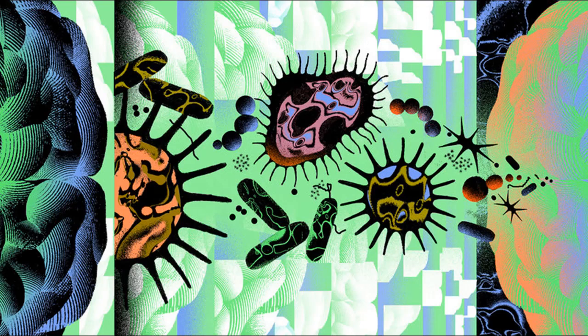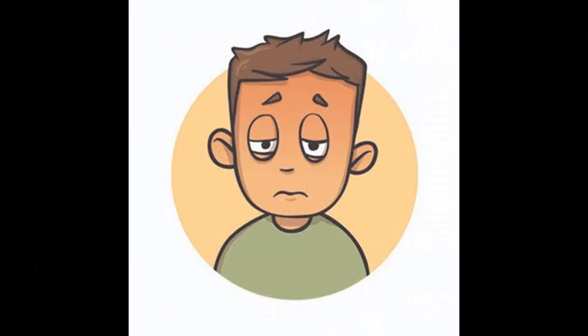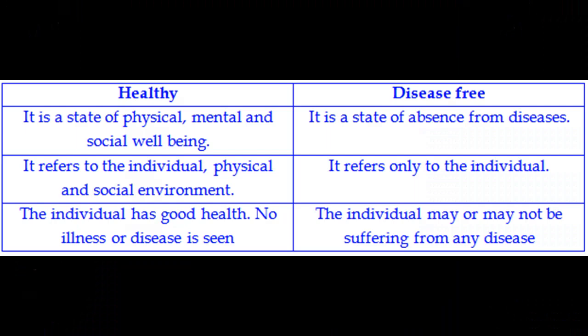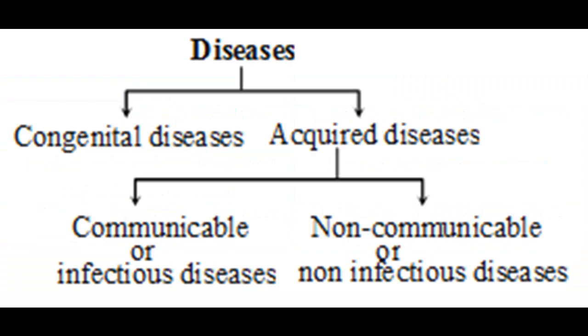While on the other hand, illness refers to a distressed feeling of a person when one is sick or suffering from some disease. It is not appropriate to conclude that anyone being merely free from illness or disease is healthy. Now we are going to learn something about types of disease. So there are two types of disease.